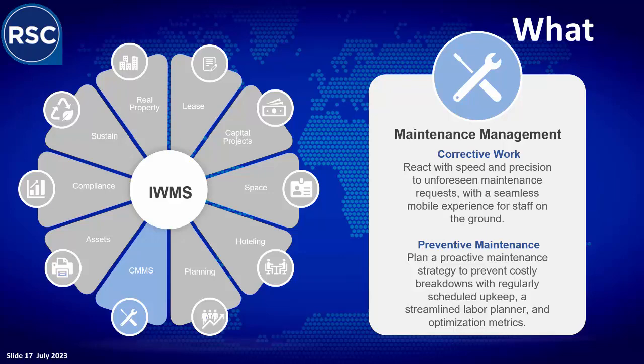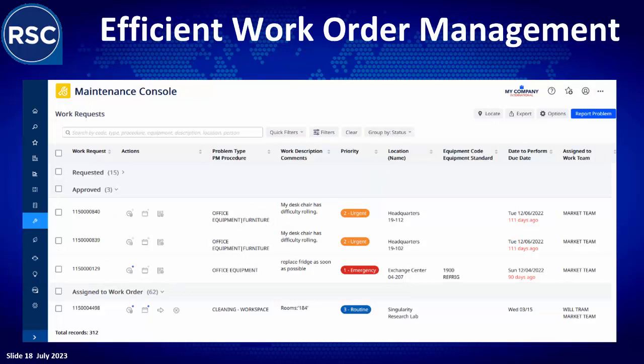And within the CMMS system, within the IWMS system, with this application, this is what's called a maintenance console. And within the maintenance console, we can see all of the work that is either planned, in process, or completed. So right now I'm showing you a view of 15 requested, 3 approved, and 62 assigned for work. This is interactive, and you can double click these things and get more detail.